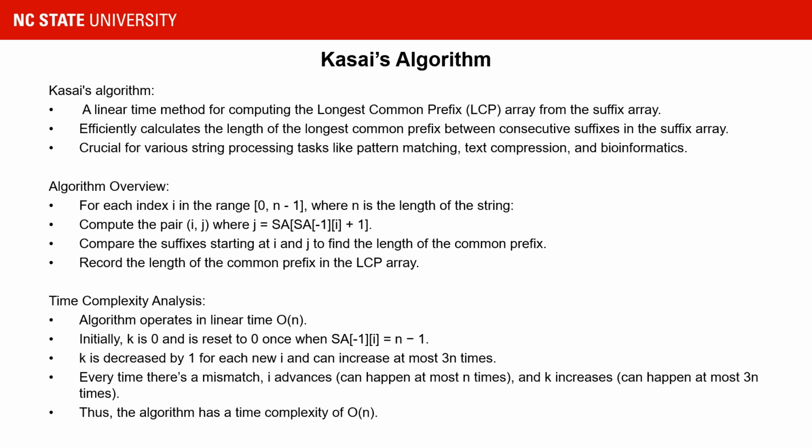For the time complexity analysis, Kasai's algorithm operates in linear time, that is O of n. Initially, we set k equal to 0, and it is reset to 0 when SA inverse of i equals n minus 1. For each new index, k is decreased by 1 and can increase at most 3n times. Every time there is a mismatch, i advances and k increases. Thus, the overall time complexity of the algorithm is O of n. This linear time complexity makes it highly efficient for processing large strings and is widely used in various applications requiring the computation of the LCP array.